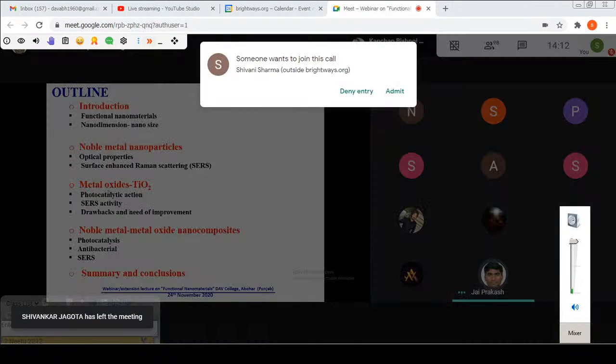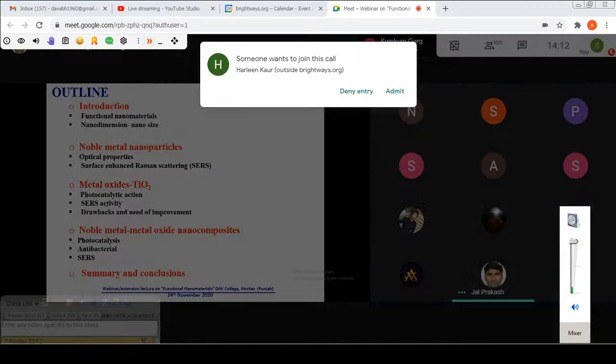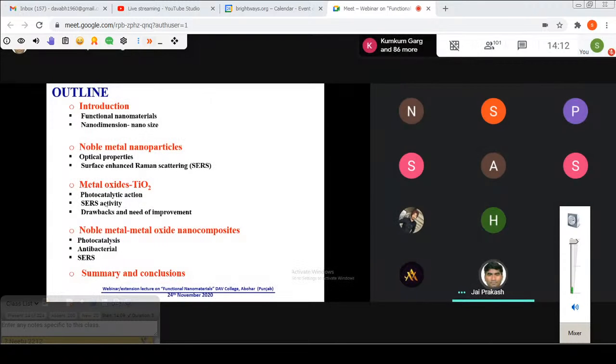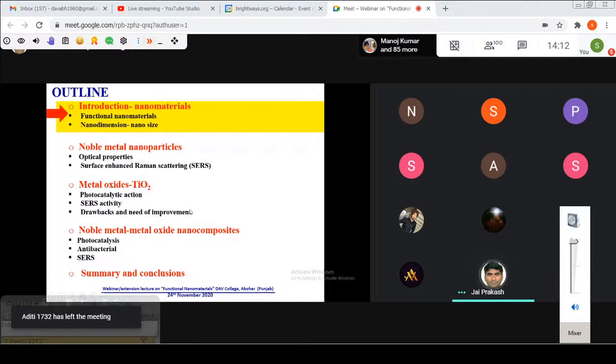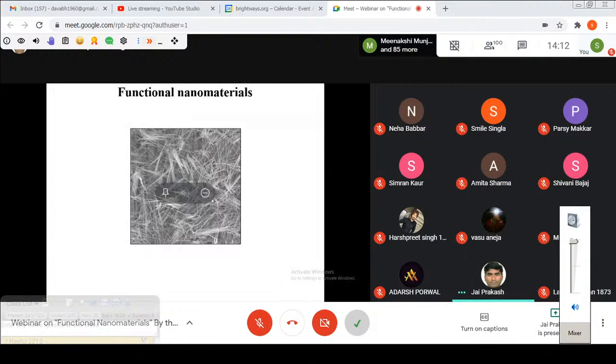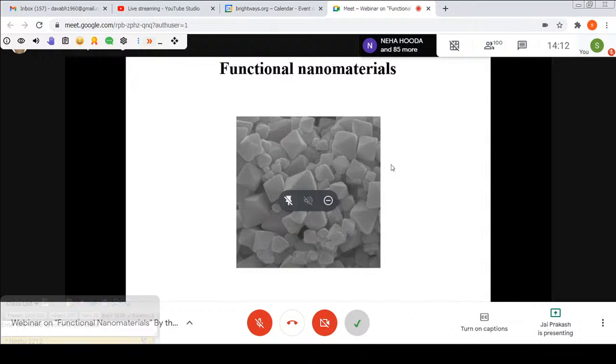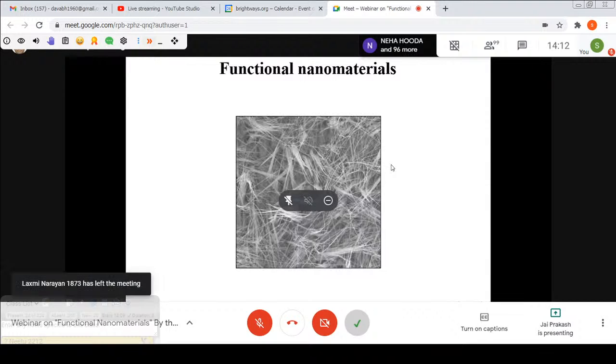And these are very basic things. We have learned a lot about these things. Only the thing that for the PG students, they don't know how they are applicable in the society and what are the things. So let's start with the functional nanomaterials. So what is functional nanomaterial? What are these nanomaterials and why we say functional?